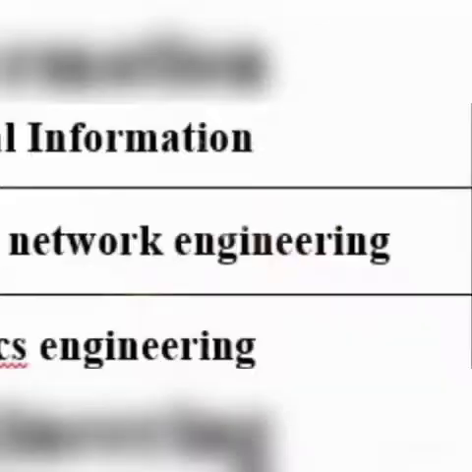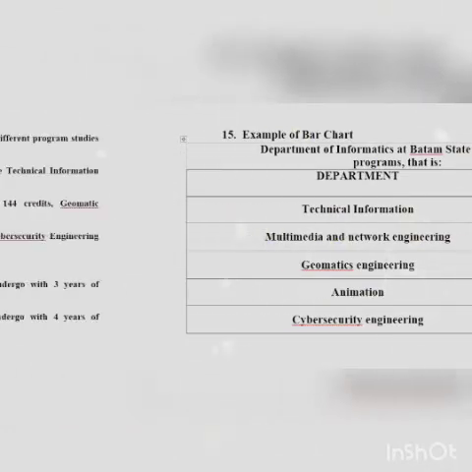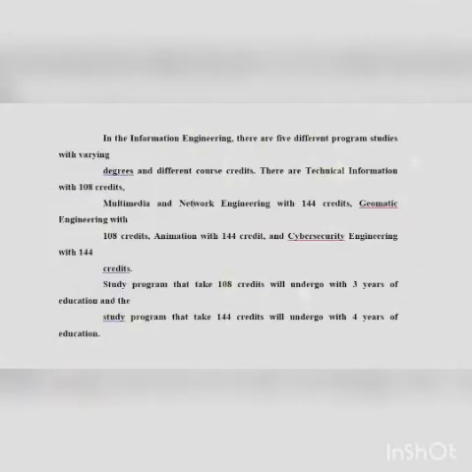Okay, now we will continue with an example of a bar chart. We have this from the Animation Student Report, the course credit of the Department of Informatics. Okay, I will explain. In Information Engineering, there are 5 different study programs with varying degrees and different course credits.